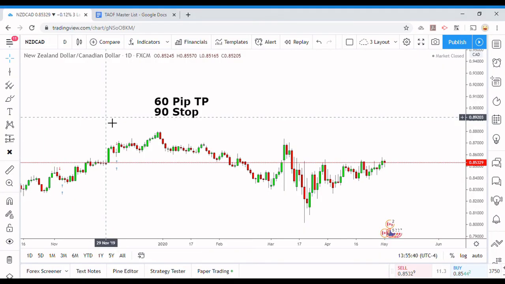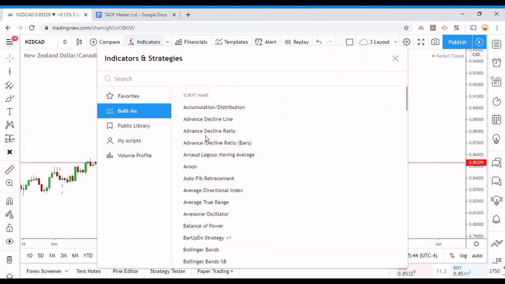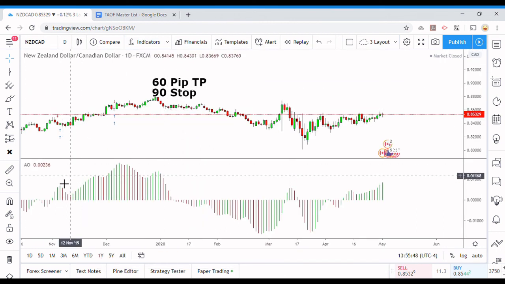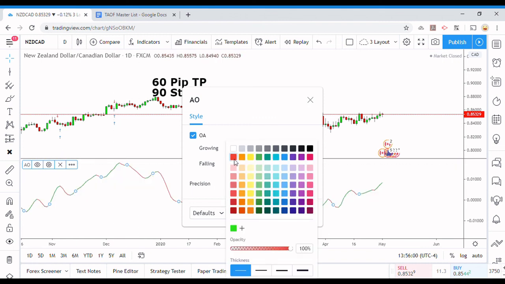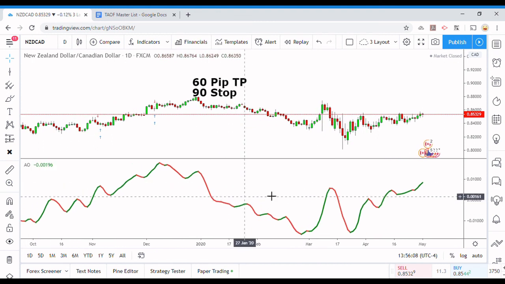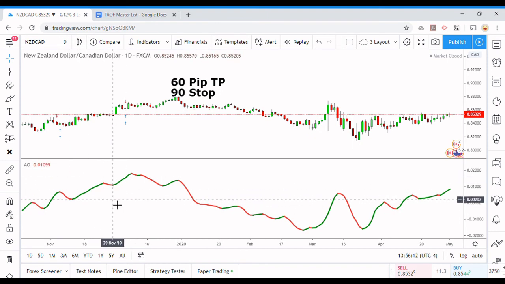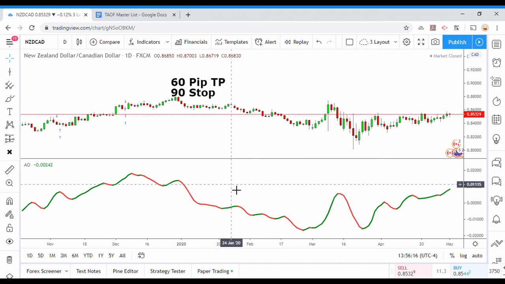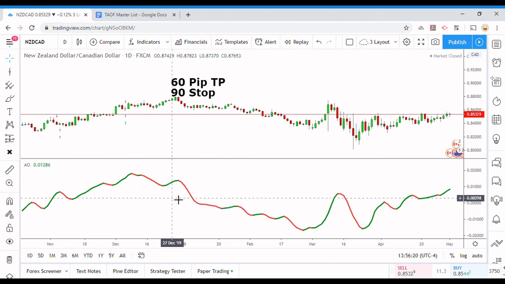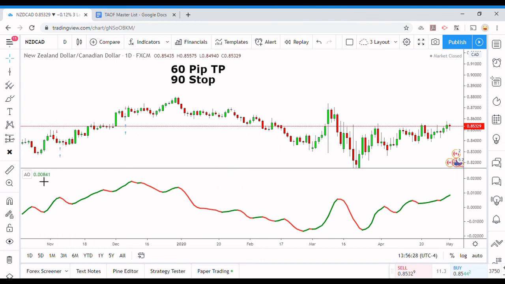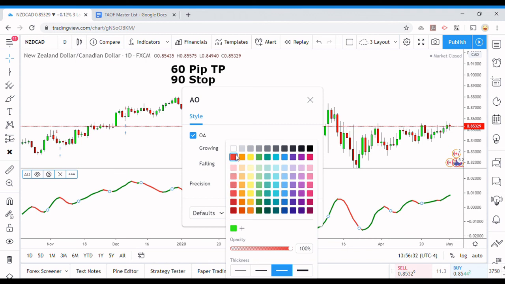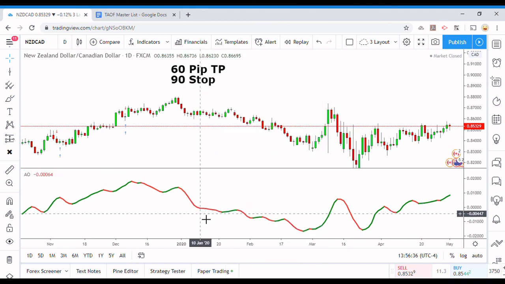Alright, now that we have that out of the way, let's find the awesome oscillator right here. I'm going to change this slightly. I'm going to make it a line, and bump up the size of the line here. That's to make this all look a little bit better, so we can see what's going on. Also, is that the right color? Yeah.